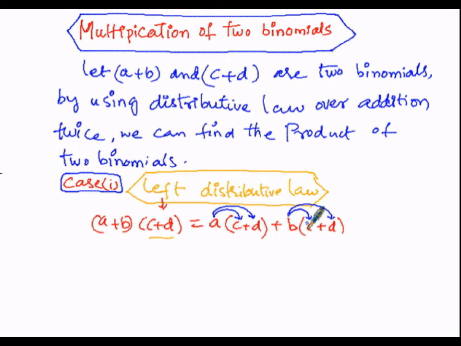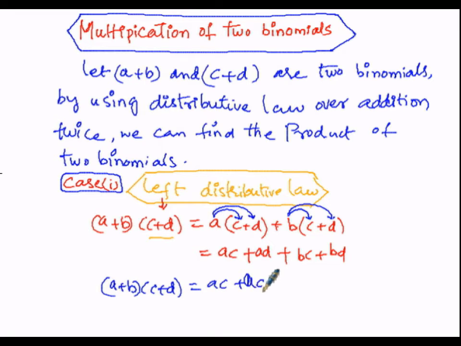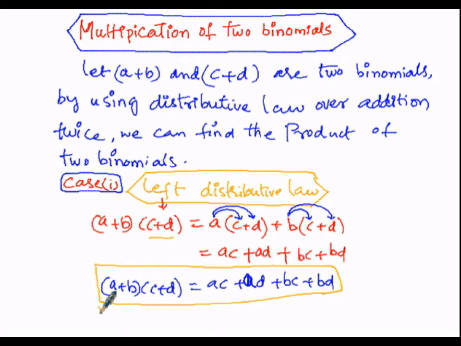In this manner, a into c is ac, plus a into d is ad, plus b into c is bc, plus b into d is bd. So a plus b into c plus d is ac plus ad plus bc plus bd. This is the result we got by the left distributive law in the product of two binomials.